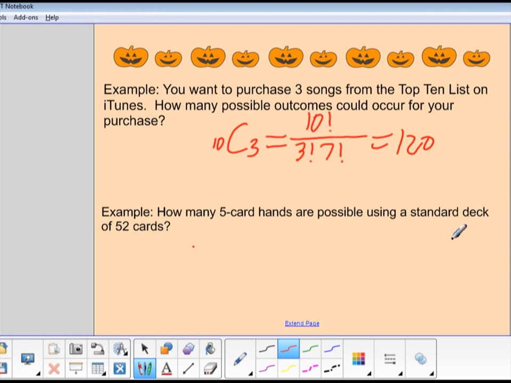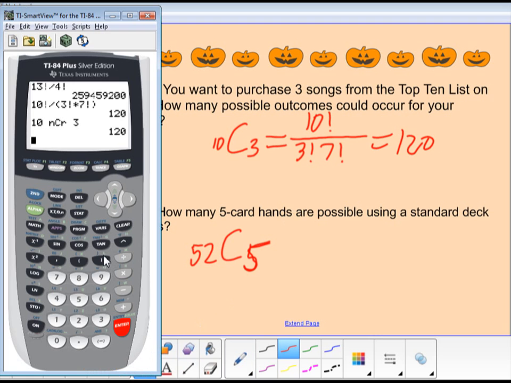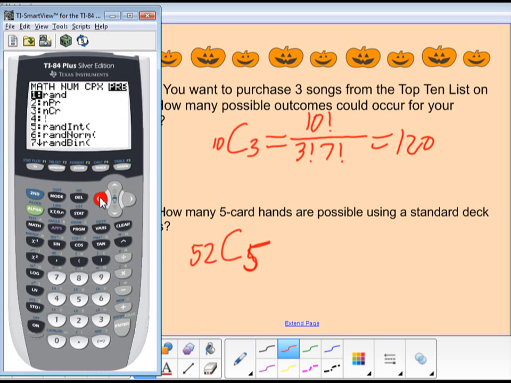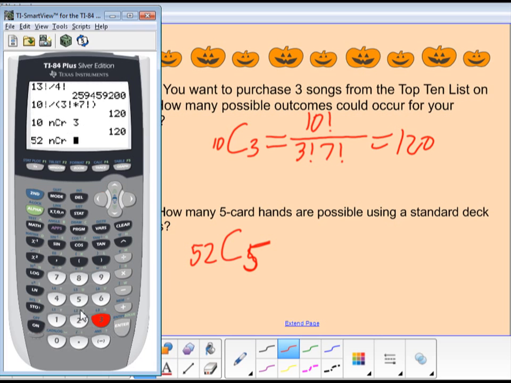So 5-card hands out of a 52-card deck. So that's 52C5. And again, if I'm picking 5 cards out of a deck, it doesn't matter what order I picked the cards. If I've got 4 aces and a king, I've got 4 aces and a king. It doesn't matter if I got the king first or one of the aces first or whatever. So again, quickly, that would be 52, math, probability, nCr, which is 3. So 52 nCr 5 is the way you type that in your calculator.